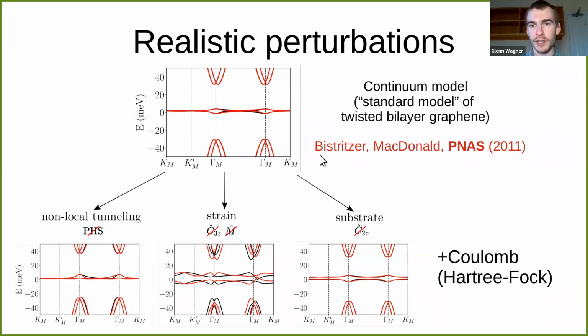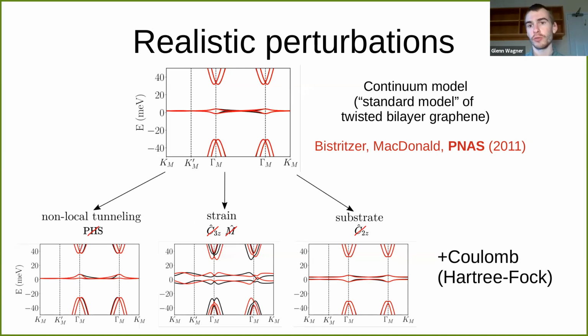And so we start with the standard model of twisted bilayers, but we add 3 experimentally relevant perturbations to it. So we add this non-local tunneling term, which breaks particle-hole symmetry. And in experiments, particle-hole symmetry does appear to be strongly broken. In addition, we add strain to the model. And again, in most experimental samples, strain is thought to be very important. And finally, we consider the effect of the hBN substrate on top of which these twisted bilayers are usually stacked.